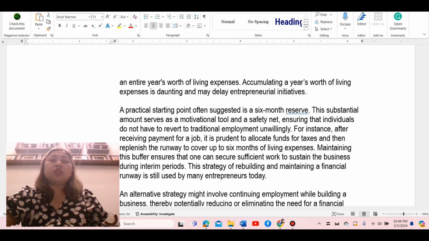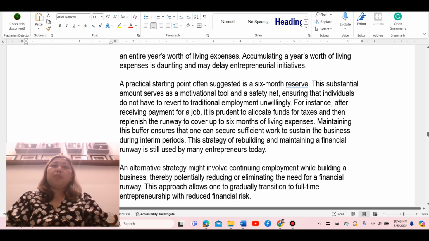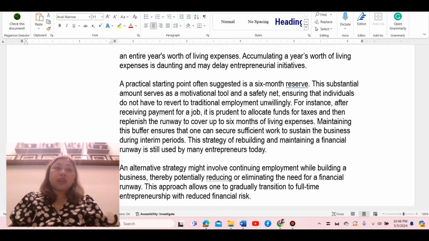Accumulating a year's worth of living expenses is daunting and may delay entrepreneurial initiatives. A practical starting point often suggested is a 6-month reserve. This substantial amount serves as a motivational tool and a safety net, ensuring that individuals do not have to revert to traditional employment unwillingly.